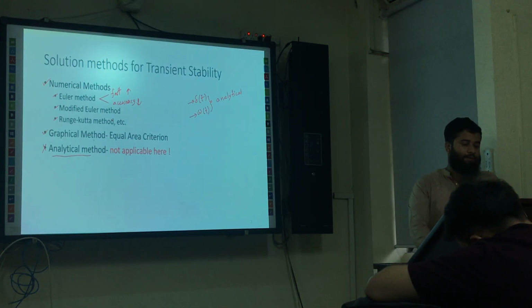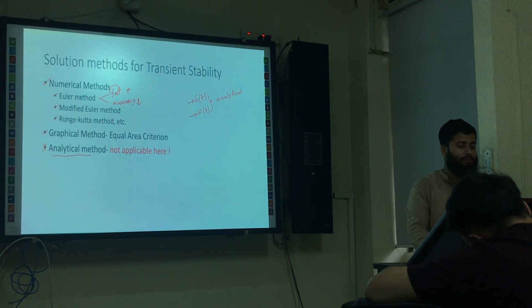So with the Euler method, the computational time is less but the accuracy is low. If we now go to the modified Euler method, maybe the accuracy will be higher, right? But again the computational time will be higher, so it will be slow. So like this, each algorithm has its own disadvantages and advantages.